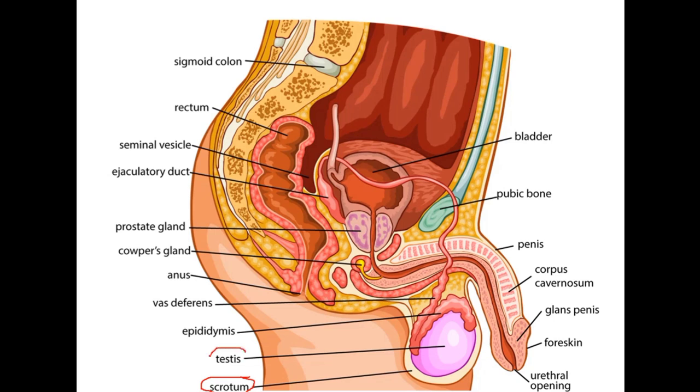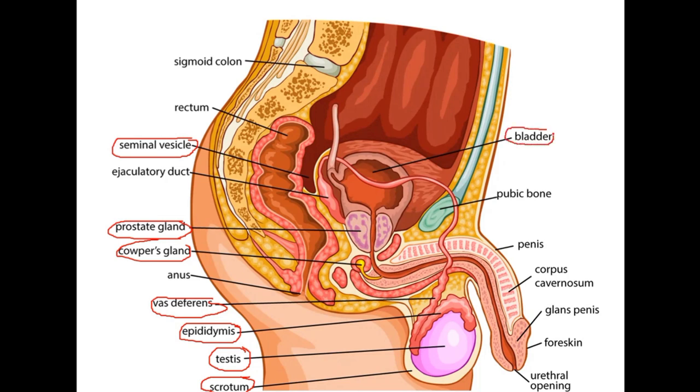Okay, I highlighted the testes. That is where your sperm is produced. Then you have what we call your epididymis, and we'll speak about that a bit later. That's the sperm duct, the vas deferens, and then your glands, okay? Cowper's gland, the prostate gland, and the seminal vesicles, which is on top. And this is just some of the labels that you guys have to know by heart. All right, and I highlighted the bladder as well.